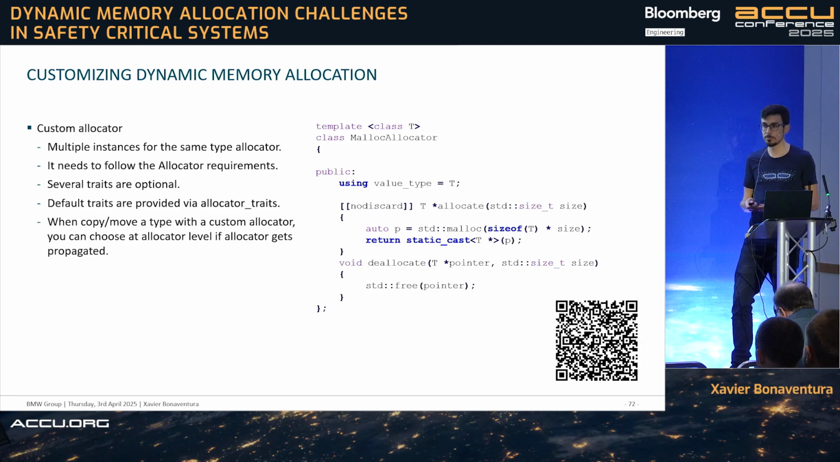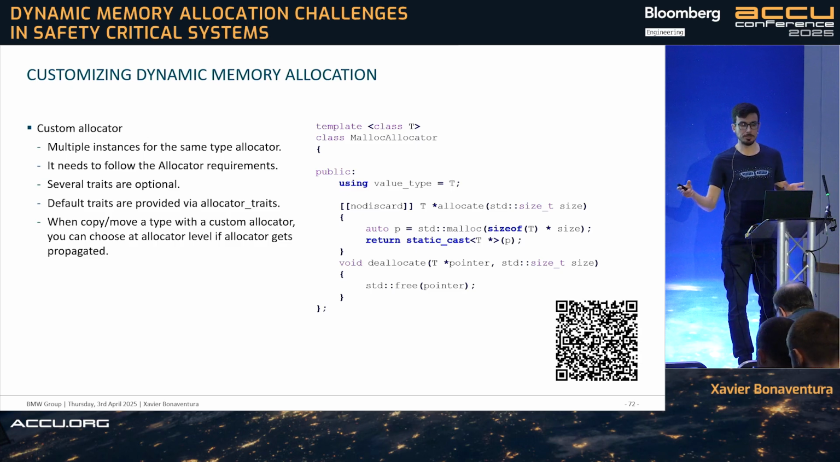For example, one of these pieces of default information is whether it propagates or not. What does it mean? When you copy or move a type with the custom allocator, imagine you have two instances of the same type and you want to assign one to the other. What do you do with the allocator? Do you also propagate it? Do you also copy it? Yes or no? This is something that you can choose at the allocator level. You say whether it propagates or not.